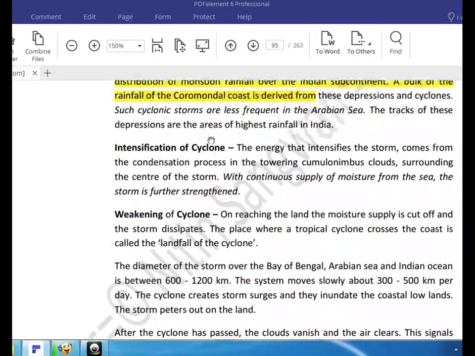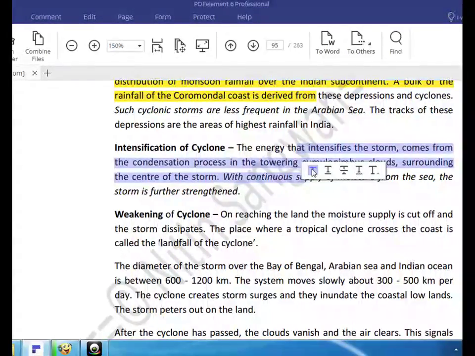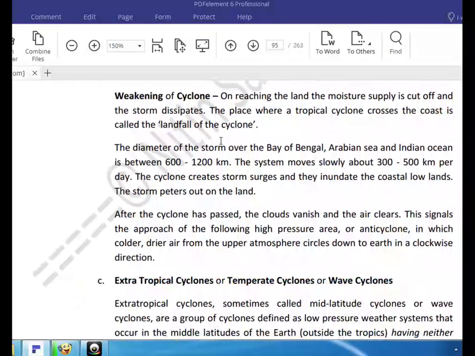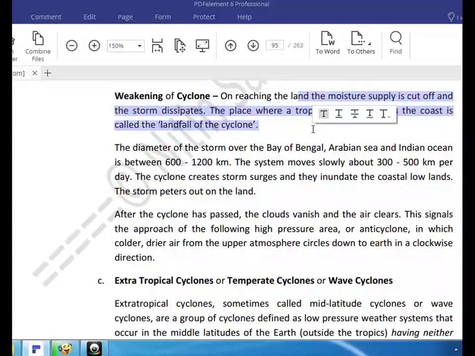The intensification of cyclone: the energy that intensifies the storm comes from the condensation process in the towering cumulonimbus clouds surrounding the center of the storm. With continuous supply of moisture from the sea, the storm is further strengthened. Weakening of cyclone: on reaching the land, the moisture supply is cut off and the storm dissipates.